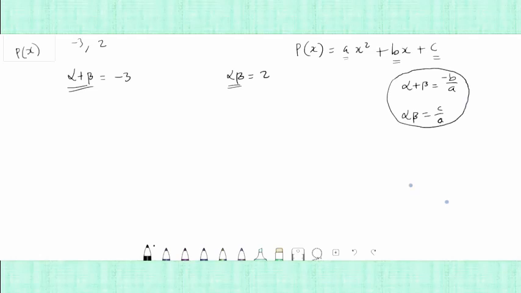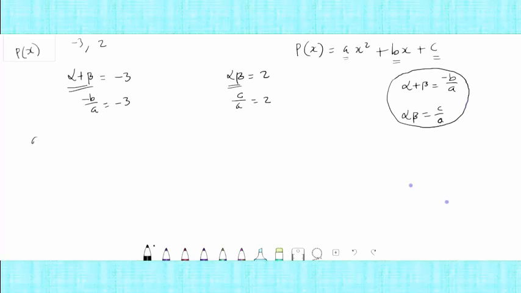So here, alpha plus beta we know is minus b by a, so we can write minus b by a is equal to minus 3. And alpha into beta we know is c by a, so here we can write c by a is equal to 2. So there are different choices. You can take a as a fixed one. So suppose a is equal to 1.